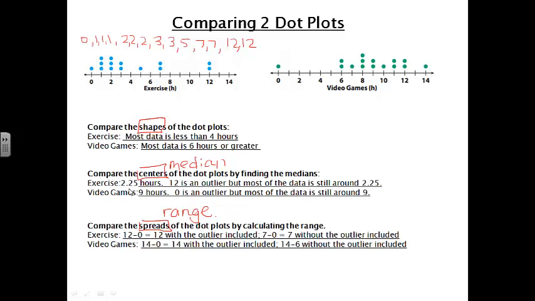Okay, so exercise, you should have gotten 2 and 25/100. So that would be our median for those. Video games, you should have got 9 hours if we listed all the numbers. So why don't you go ahead and pause me and list all your numbers and make sure that you get 9 hours. Comparing the spreads of the dot plots by calculating the range: the range for this one would be 12 minus 0, easy. The other one would be the highest, the maximum, minus the lowest, the minimum, which would be 14.